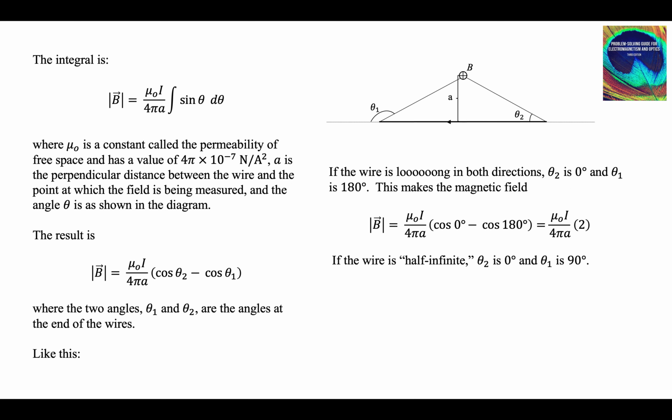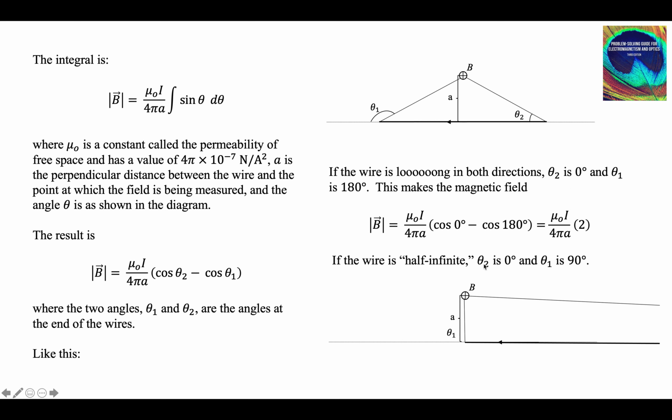If the wire is half infinite, that seems like a silly term, because if it's infinite, it's infinite. What does half infinite mean? Well, it means that it starts at A, right underneath the wire, at the perpendicular distance, and then it goes all the way out.